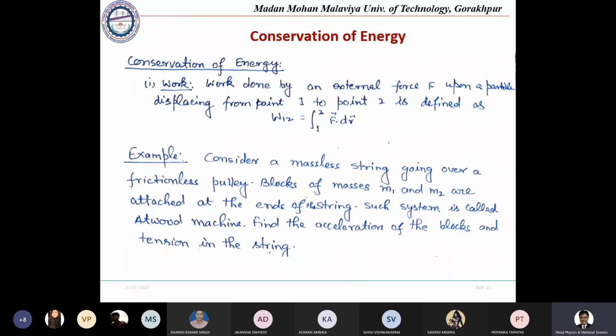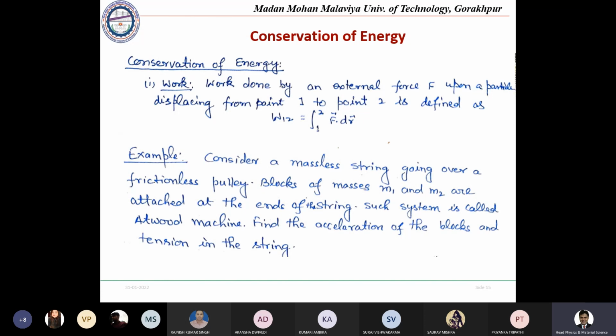So what I was discussing last time is that some conservation laws must be discussed whenever we are discussing issues related to classical mechanics, especially conservation of energy. The work done by the external force F on a particle, displacing it from point 1 to 2, is defined as W12, and this is equal to the integral from 1 to 2 of F dot dr. There is nothing new, you have already read it.